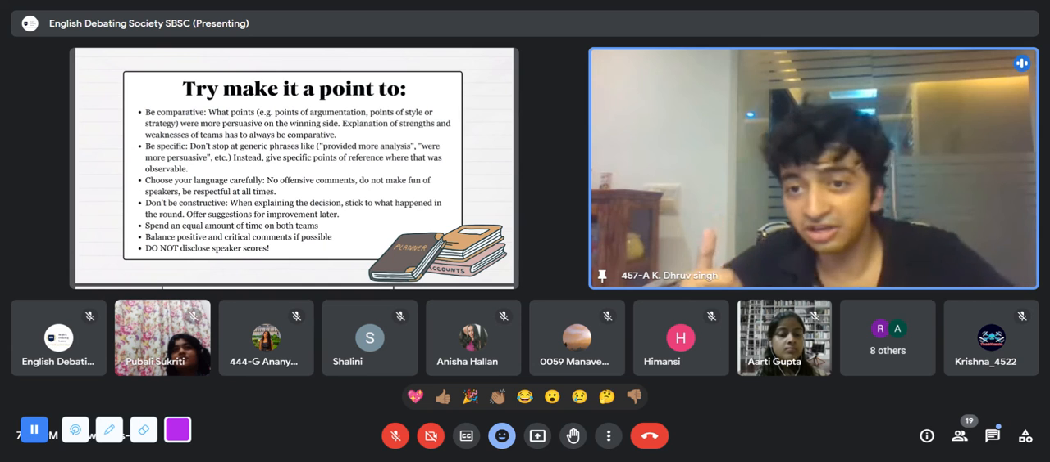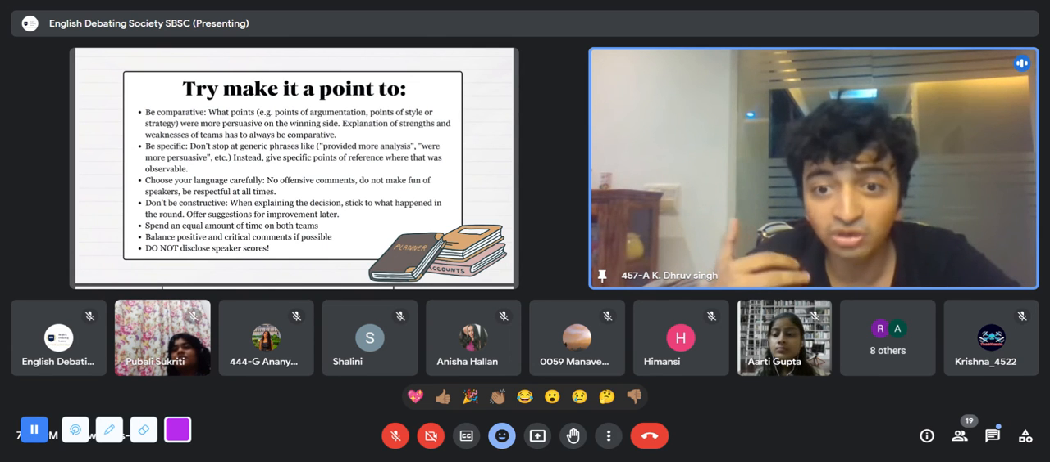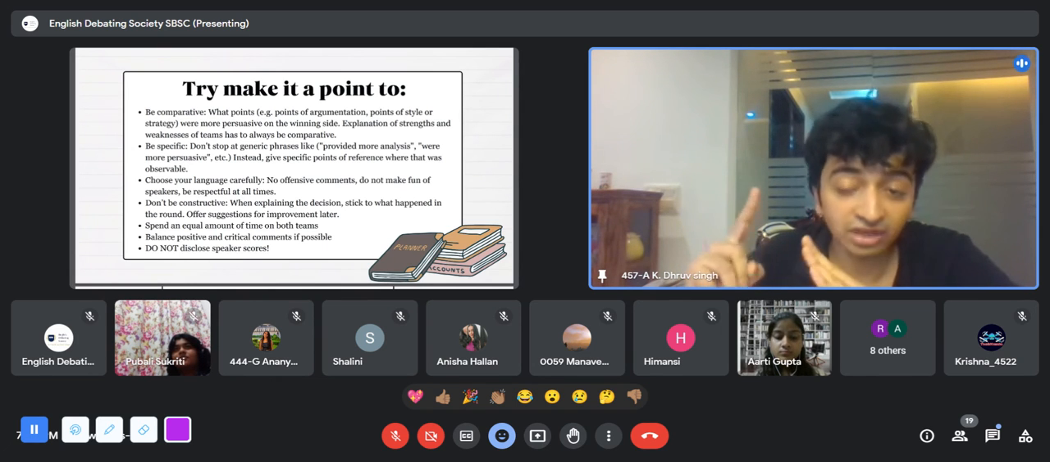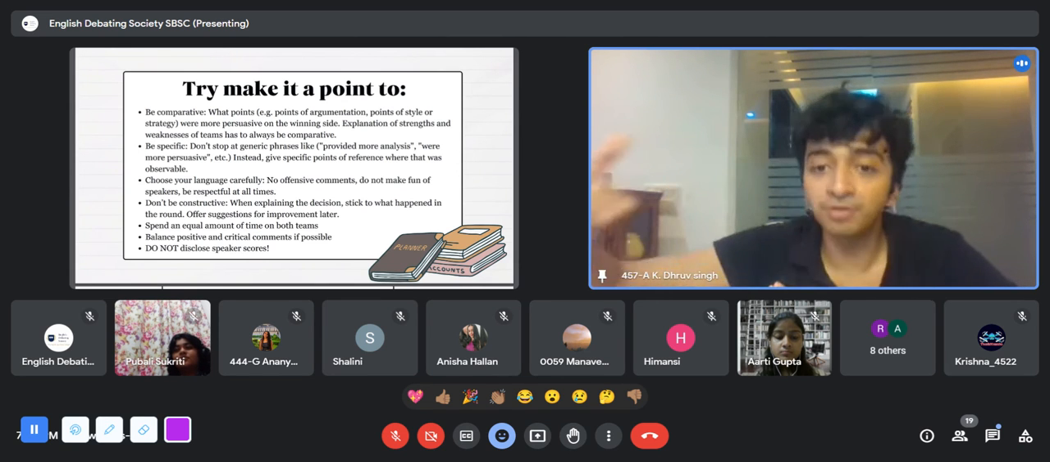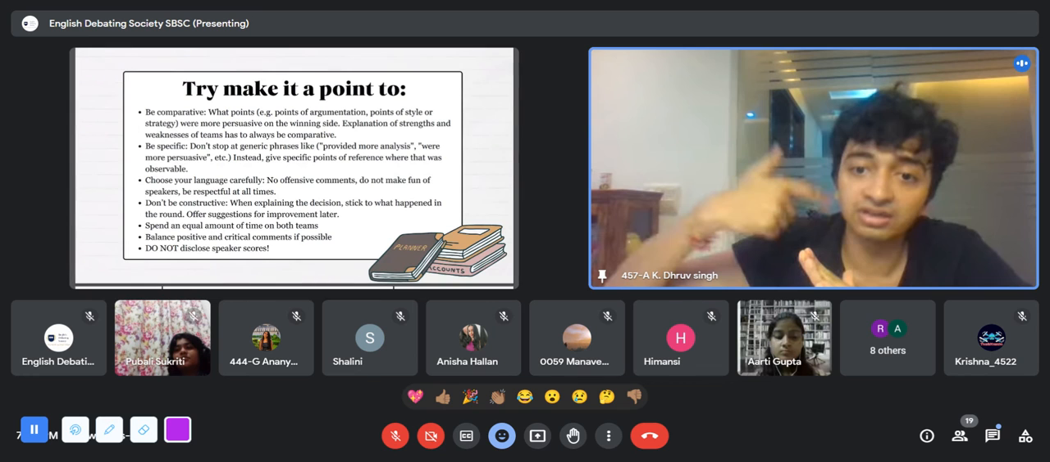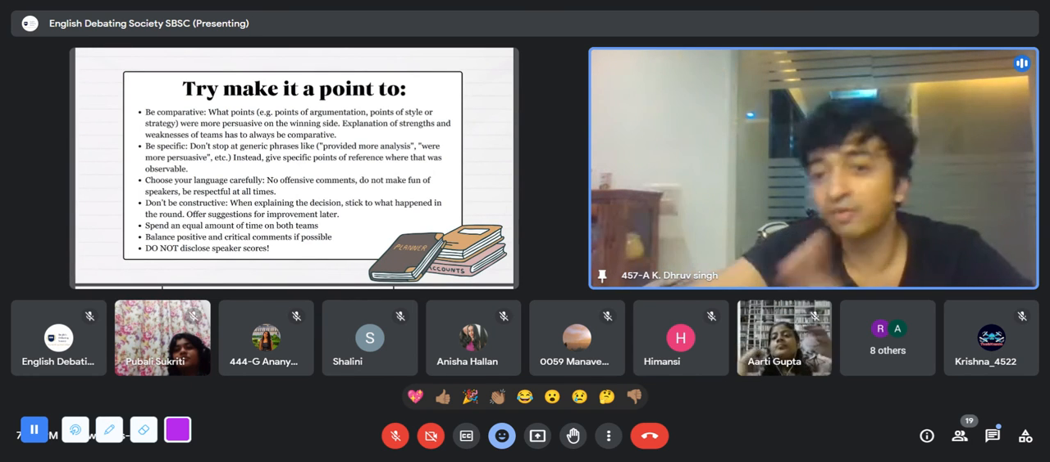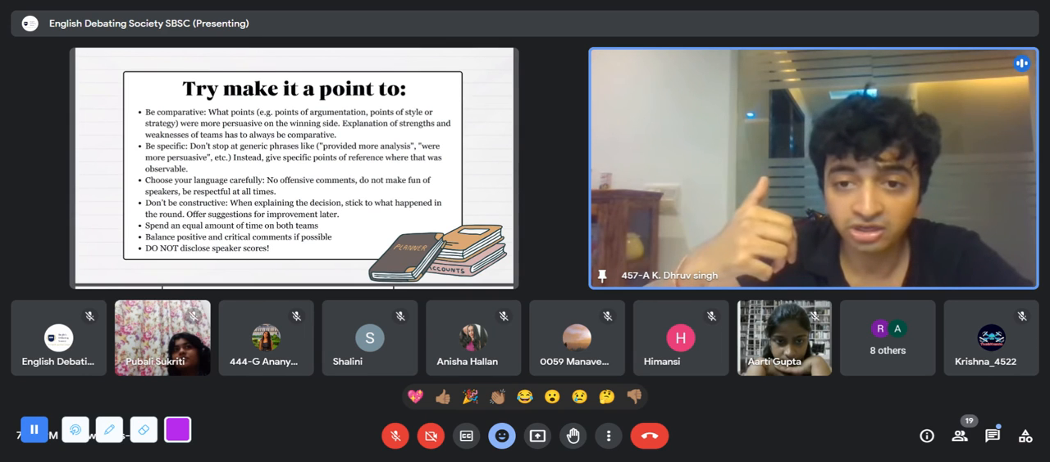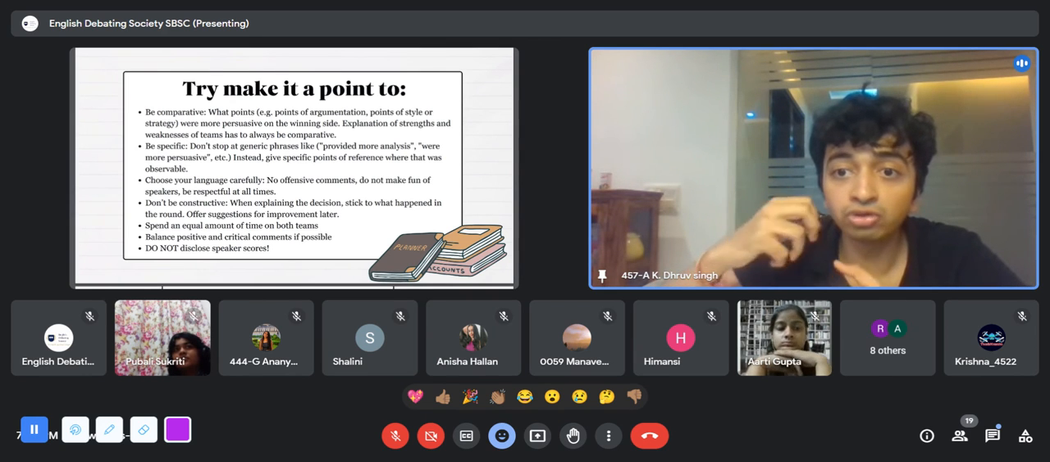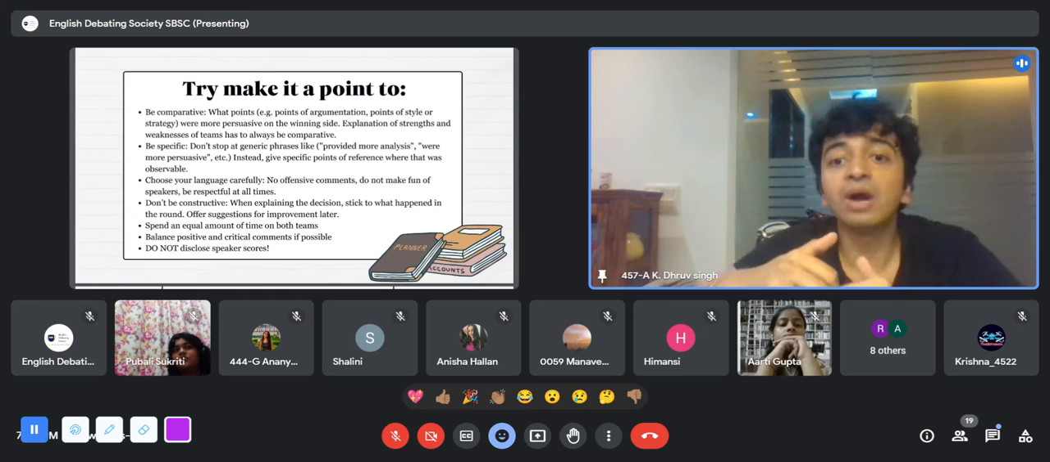Whenever you are giving an oral adjudication, don't resort to giving constructives. You can give constructives later on. After the teams have marked you, they can reach out to you for personal feedback. Then you can be like, you could have brought this argument, you could have done this, right? But in an oral adjudication, talk about what happened within the debate. Why wasn't this bought?